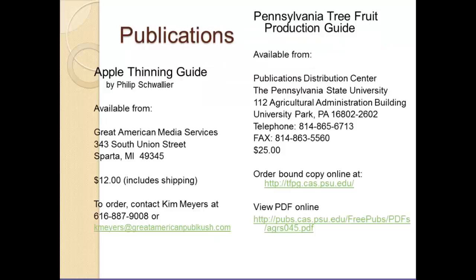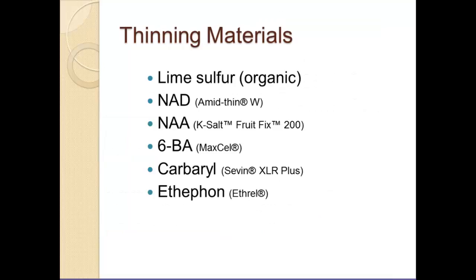If you're interested in this, I recommend that you get the thinning guide by Phil Schwallier, and also the Pennsylvania Tree Fruit Production Guide, which you can order online. These are probably the two best publications for giving details of chemical thinning, because there is no one formula for it. Every year is different because there are so many variables about how the tree is going to react to thinning. So I do recommend that you read into this if you're going to attempt chemical thinning.